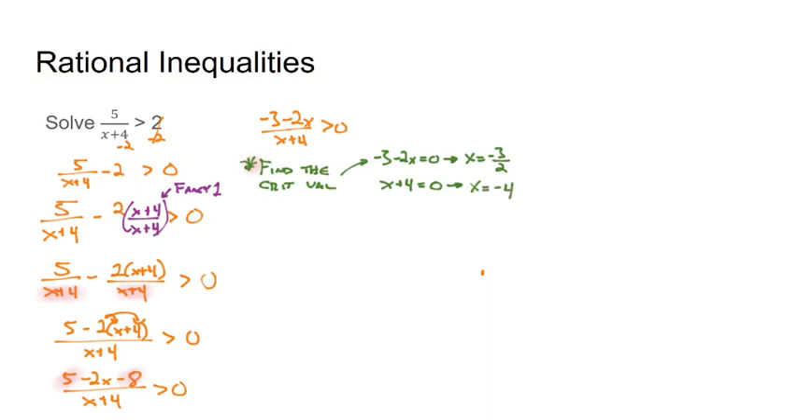And here's what these critical values mean. I'm going to picture them on a number line. I'm going to have a random 0, but I don't have to have it. This could be our negative 1.5 or negative 3 halves, and this could be our negative 4. And what that leaves us with is 3 gaps. I've got a gap here, and a gap here.